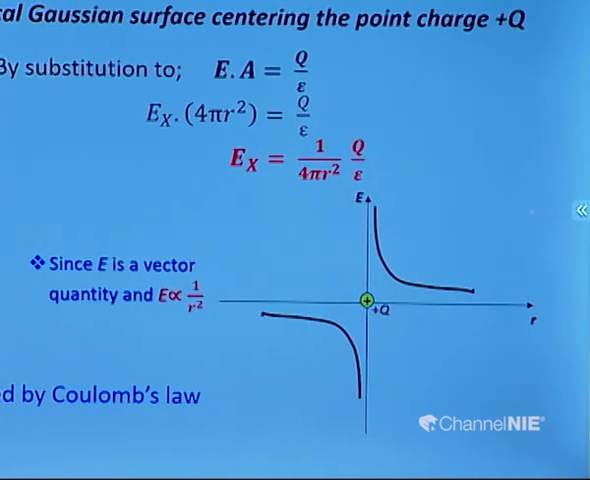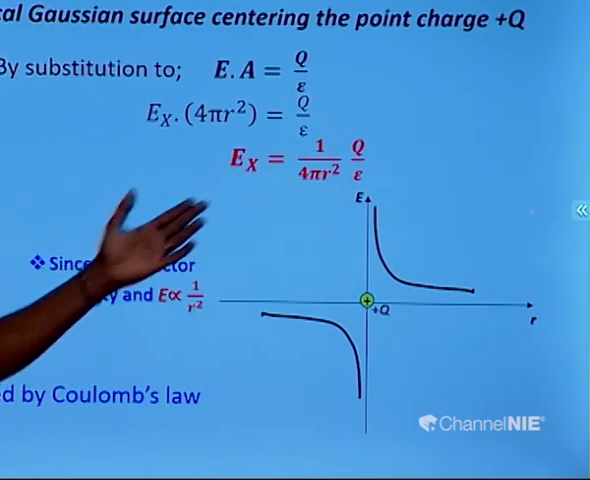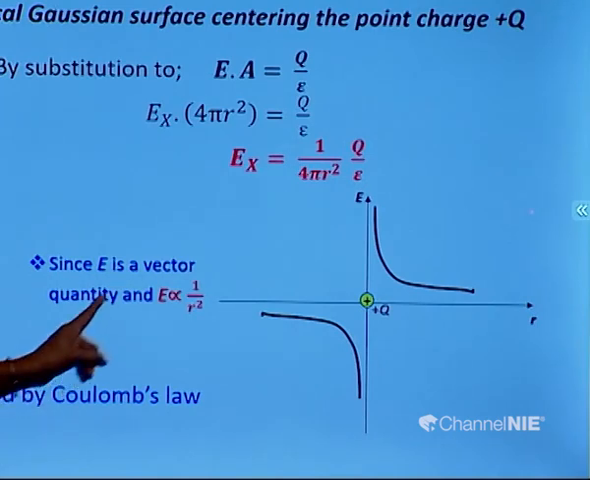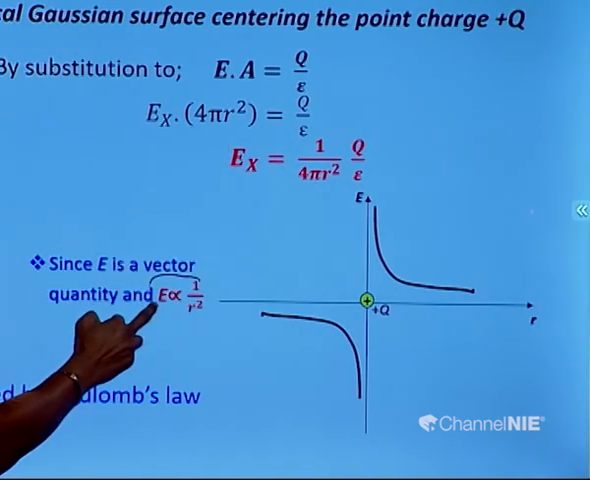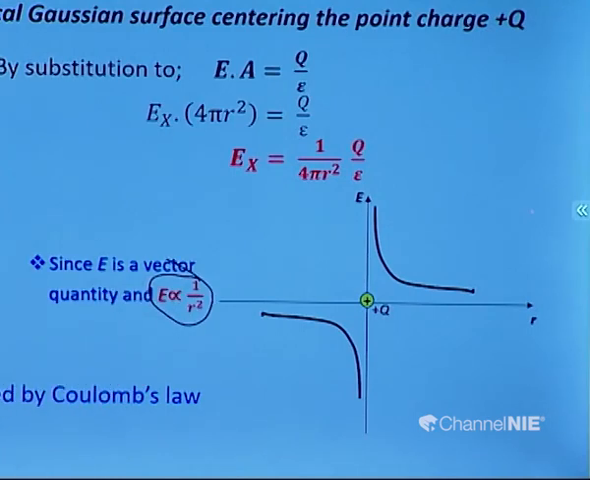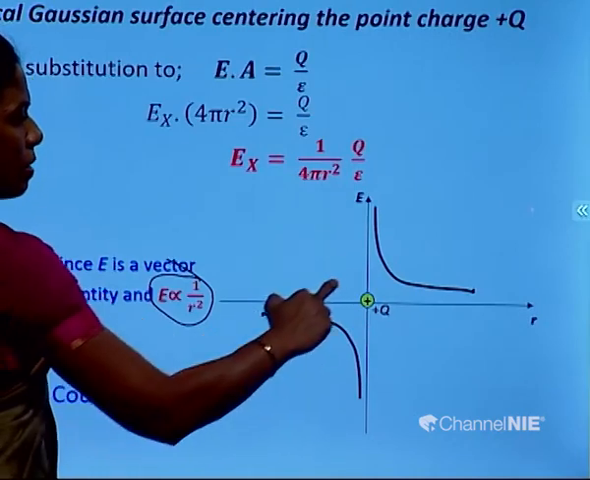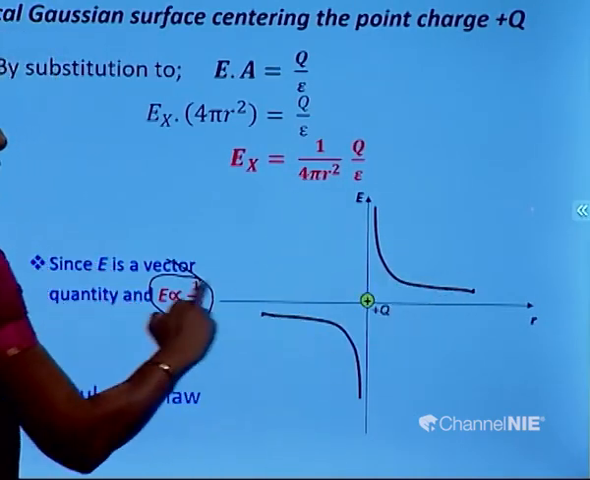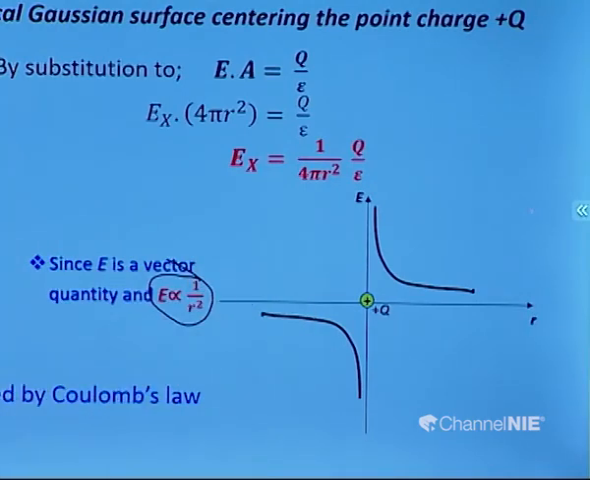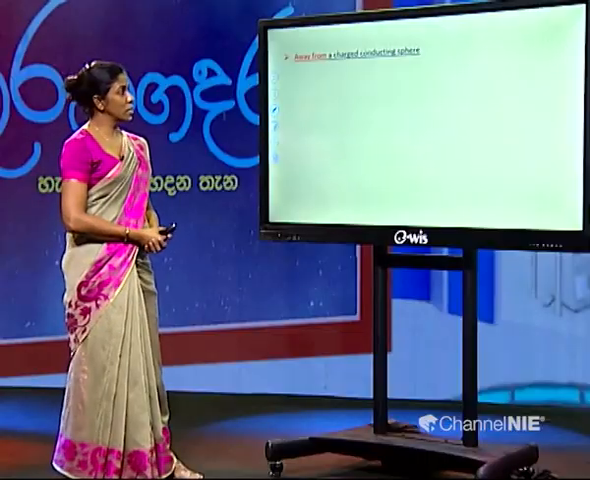If we try to explain the variation of field intensity with the distance, field intensity is a vector. So, we have to indicate the plus minus of the graph, and by the equation it is clear that field intensity is inversely proportional to r squared. In that case, the graph is drawn like that, the vector, and with the distance field intensity decreases rapidly. That is the graphical representation. If we come to the next example, charge conducting sphere.